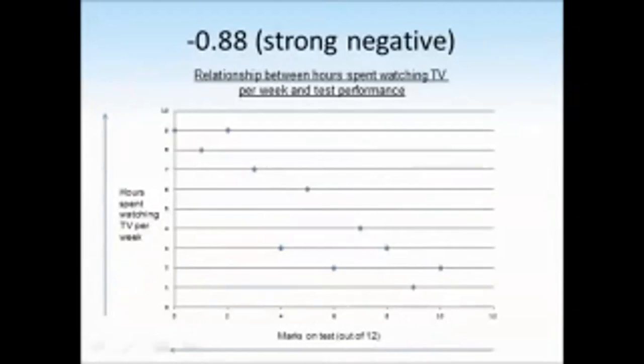This is an example of a negative correlation. Again, it has a title and I've labelled the axes. So here we've got the number of hours spent watching TV per week, out of 12, and marks on a test. So we can see the more hours of TV somebody watches in a week, the lower their test score, presumably because they're watching TV and not studying.